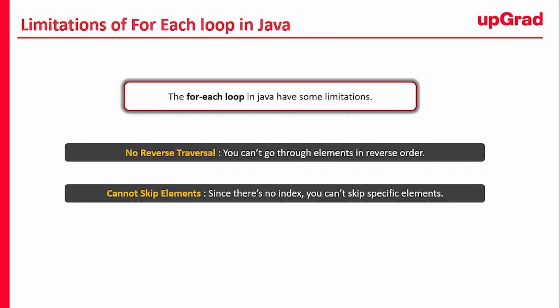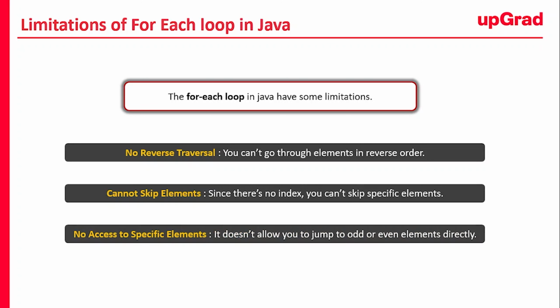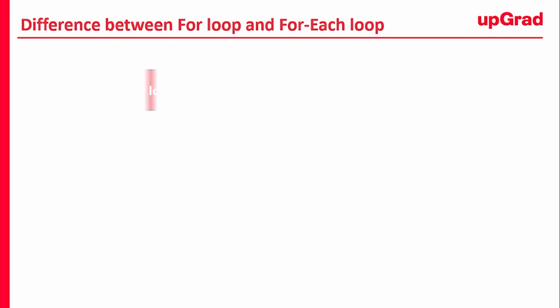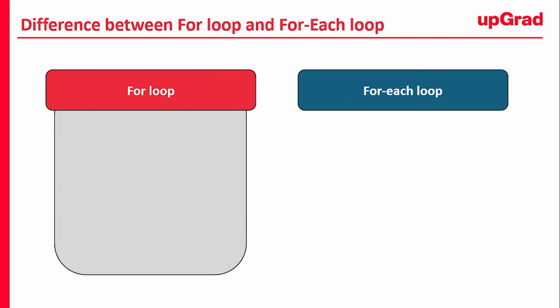Third one is no access to specific elements. So it doesn't allow you to jump to odd or even elements directly, as you can't reference elements by their position. Now that we have discussed the advantages and limitations, now let's compare the for each loop with the traditional for loop. I hope you guys are waiting for this. So yeah, for loop and for each loop.